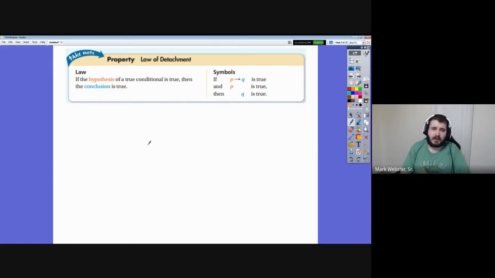Now, in a higher level class, they use the Latin versions of these phrases. If I remember correctly, the phrase that describes this in Latin is modus ponens. Not that you need to know that, but here's a little tidbit of trivia for you. But we'll always refer to it as law of detachment here, just because A, that's what the book calls it, and B, it's in our native tongue. So we're gonna go with that one.